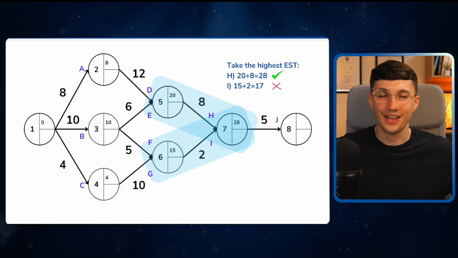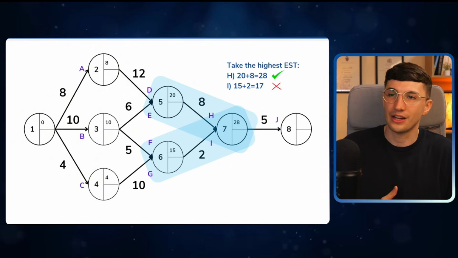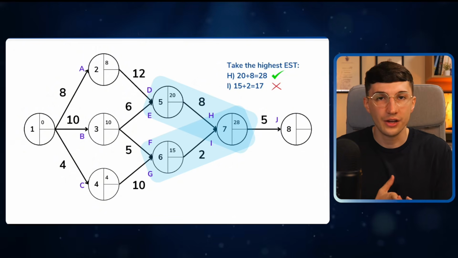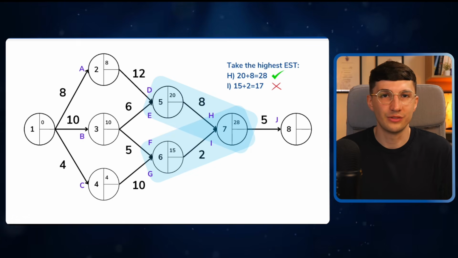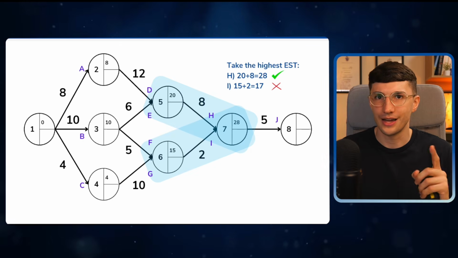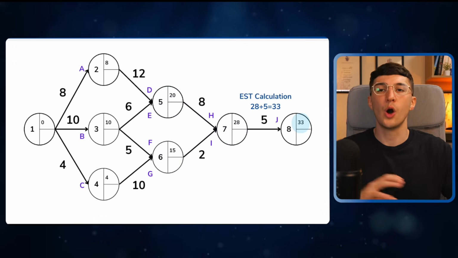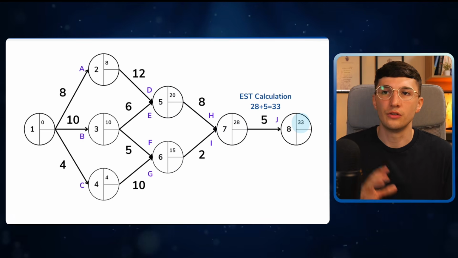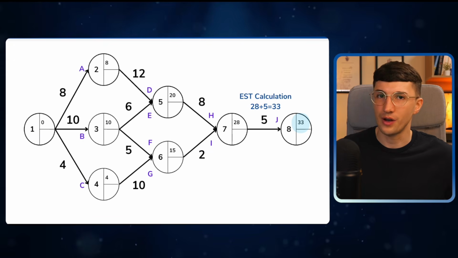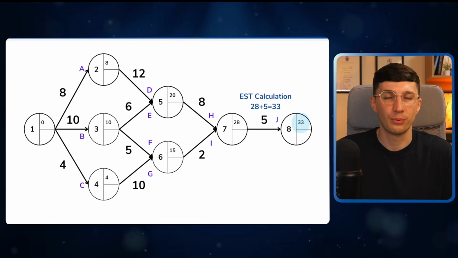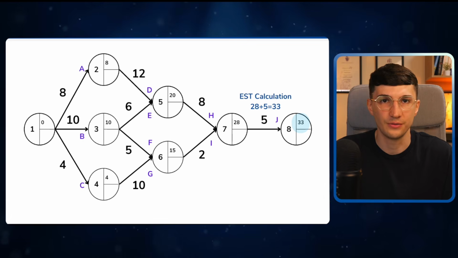And then we do the exact same thing again for the earliest start time for task J. Both task H and I have to be completed. 20 plus 8 is 28, 15 plus 2 equals 17. You should know by now you take the highest value. And to get the overall project completion, we need to do task J's earliest start time, day 28, plus its duration, 5 days, which would give me an overall project completion date after 33 days.